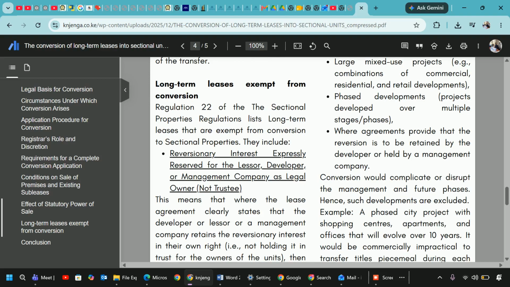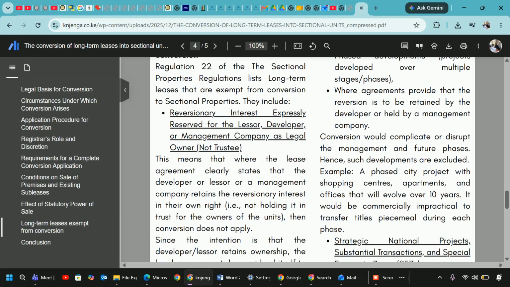They include: 1. Where reversionary interest is expressly reserved for the lessor, developer, or management company as legal owner and not as trustee. This means that where the lease agreement clearly states that the developer or lessor or a management company retains the reversionary interest in their own right, i.e. not holding it in trust for the owners of the units, then conversion does not apply. This is one of the key exemptions that you can be asked.